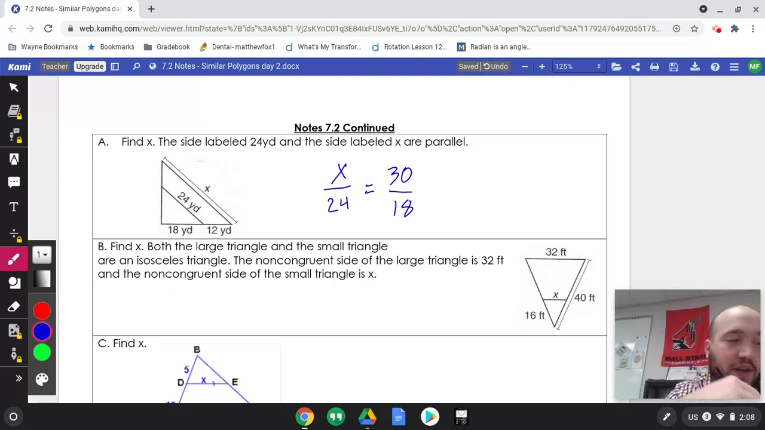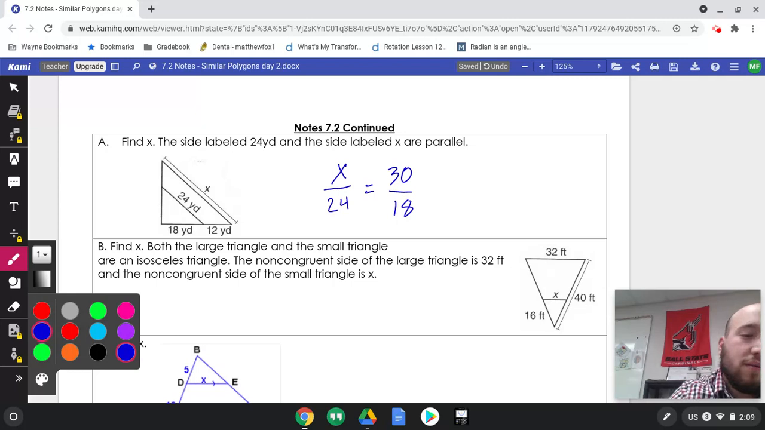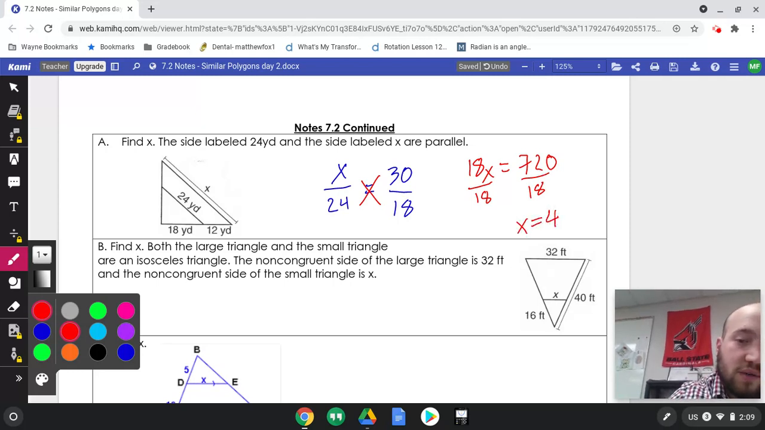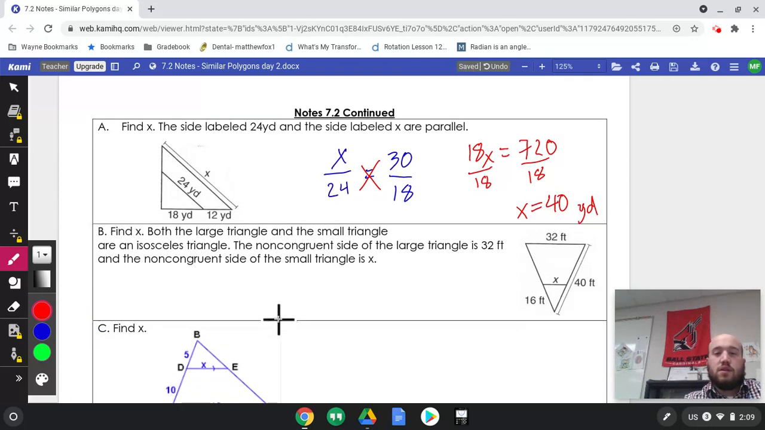Okay. So now, from here, we can simply cross multiply. So if we cross multiply, we'll be left with 18x equals 720. From here, we can just divide by 18, and we get x to equal 40. And technically, if we want to label that, we should put 40 yards. All right, so our next one.